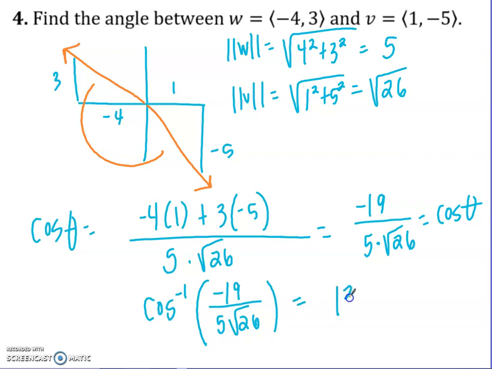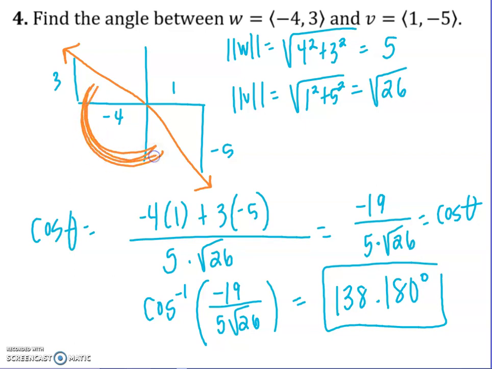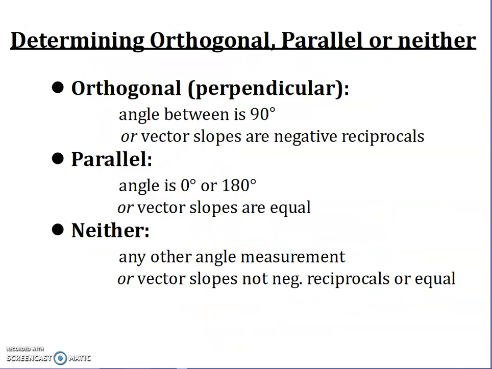And I get the answer of 138 degrees and 1. So the angle between is 138.183, which makes sense, right? Like this whole thing does seem to be about, I mean, I drew this terribly, but at least it's larger than 90, less than 180, that would be a straight line. And so this makes a little bit of sense. Okay, so that's how we get to use the dot product.